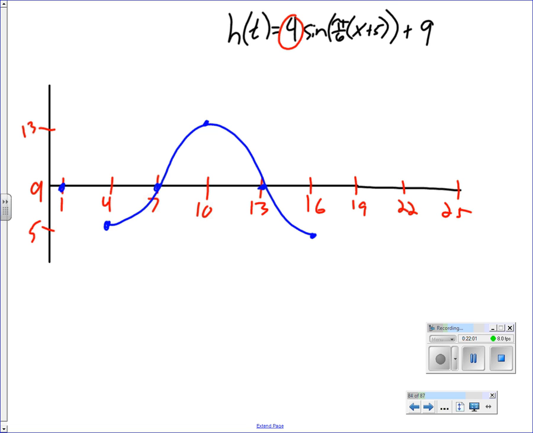So we just keep following that same pattern. So we go from 0 down to the minimum at 4, to the 0 at 7, maximum at 10, 0 at 13, minimum 16, 0 19, maximum at 22, and then back down to 0 at 25. And that will give us a full day.